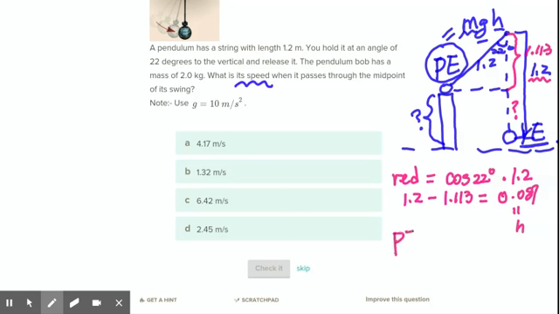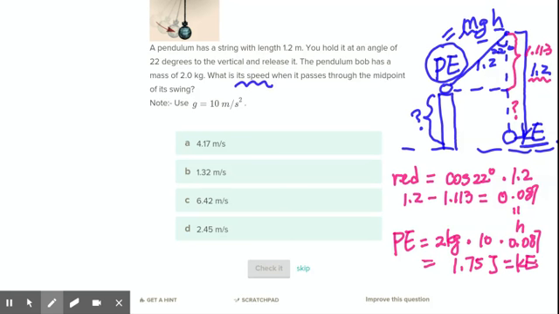Your potential energy is equal to mass, which is 2 kilograms, times your gravity, which is 10, times 0.087, and that gives you 1.75. So 1.75 is the potential energy and also the kinetic energy at the lowest point.